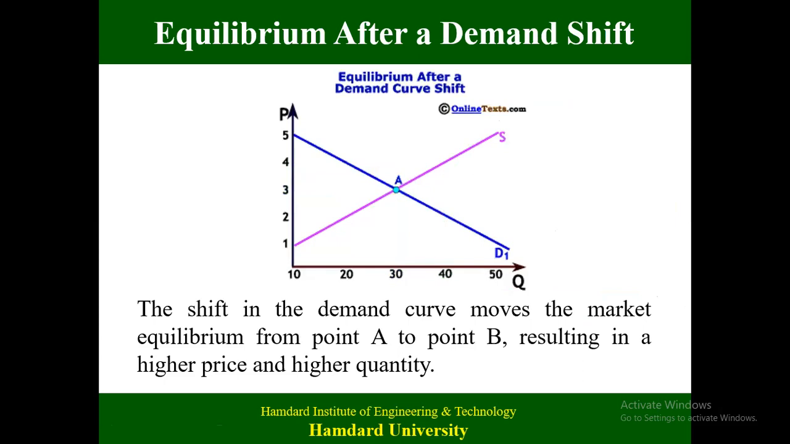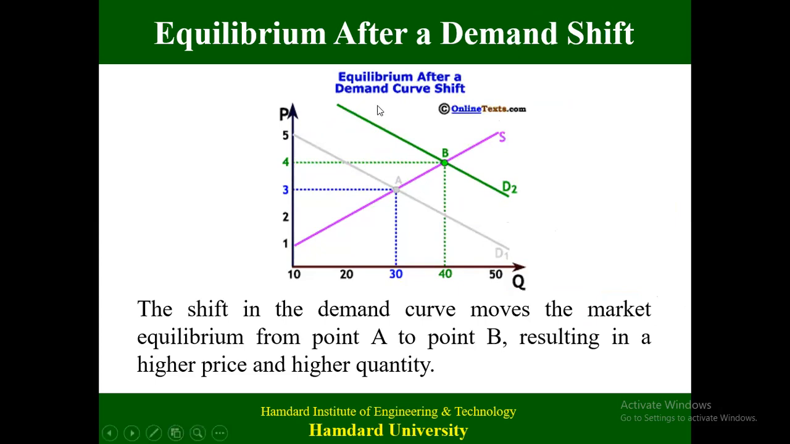Equilibrium after a demand shift. The equilibrium impact can also be observed in the new demand shift. The equilibrium point can shift from 3 to 4, or from 30 onwards to 40. So, equilibrium after a demand curve shift.